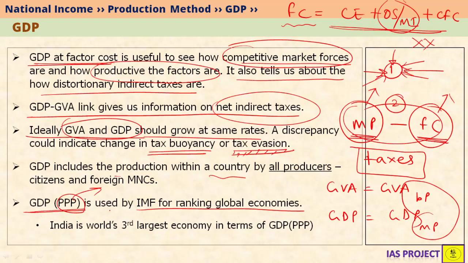GDP purchasing power parity is used by IMF for ranking global economies. India is the world's third largest economy in terms of GDP PPP.